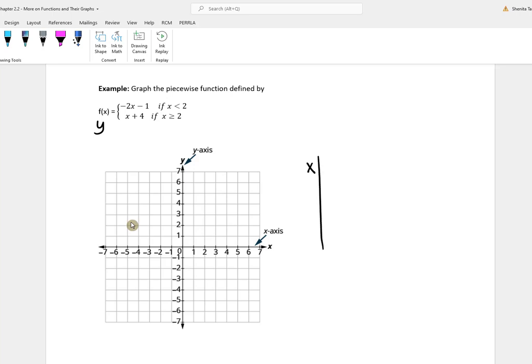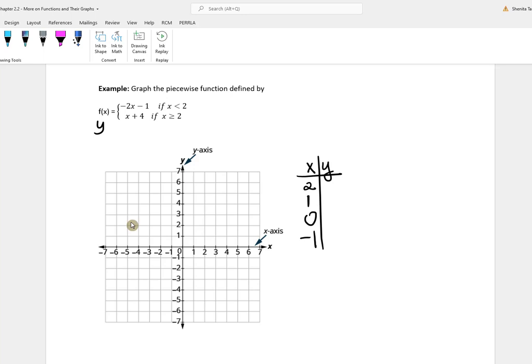We're going to make our table of values. And x has to be less than 2. So I'm going to put 2, even though it's not included. I'm just going to put an open circle there. We got 1. We can put in 0. We can put in negative 1.